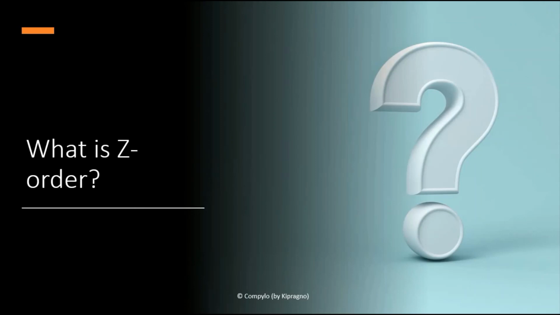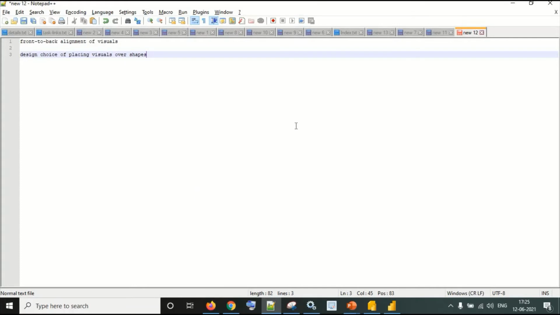So next question is, what is Z order? For Z order, you have to remember two things which I have written for you. It is front to back alignment of visuals, and it is a design choice of placing visuals over shapes.